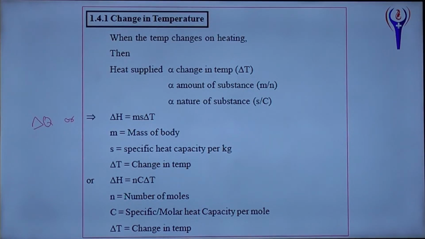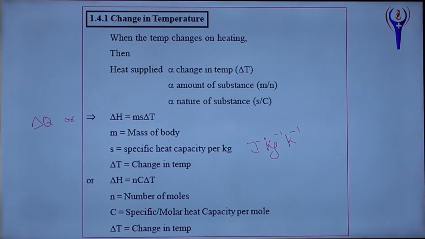Delta T is the change in temperature and S is the specific heat capacity. S is the specific heat capacity and M is the mass of the body. The unit is joule per kilogram per Kelvin. This is the formula for specific heat capacity. And delta H equals N into C into delta T. This is another formula. Instead of mass M, if you use N as the number of moles, then N into C into delta T.